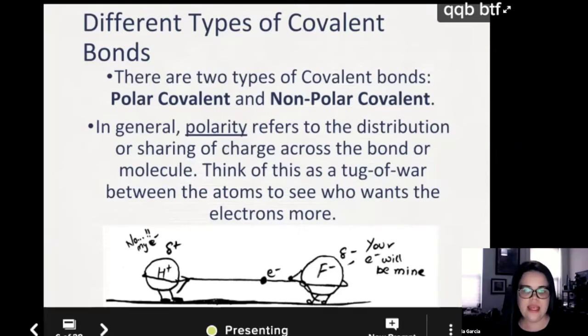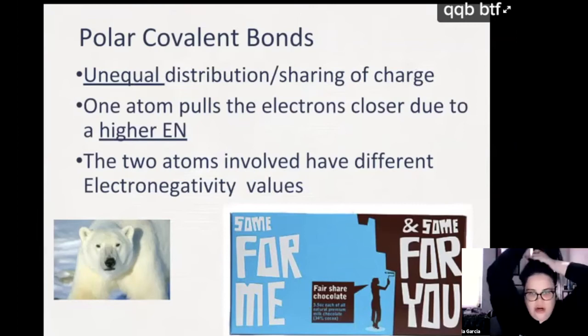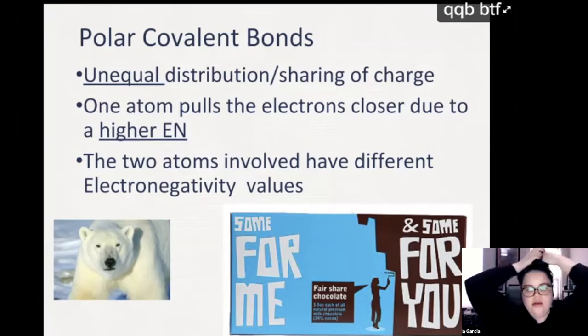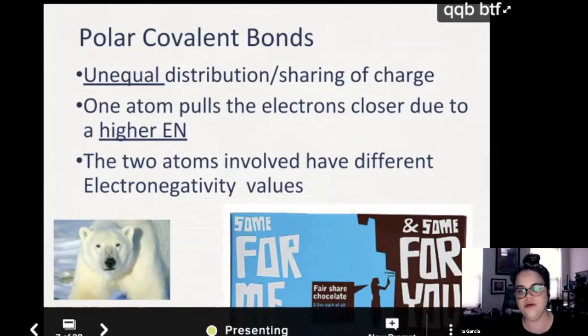Okay, and so if you have a polar covalent bond, what you need to remember is that that means there is an unequal distribution or sharing of charge. One atom is able to pull the electron closer to it due to having a higher electronegativity value. Okay, and so you can imagine this chocolate bar, some for me and some for you, it's not shared evenly.